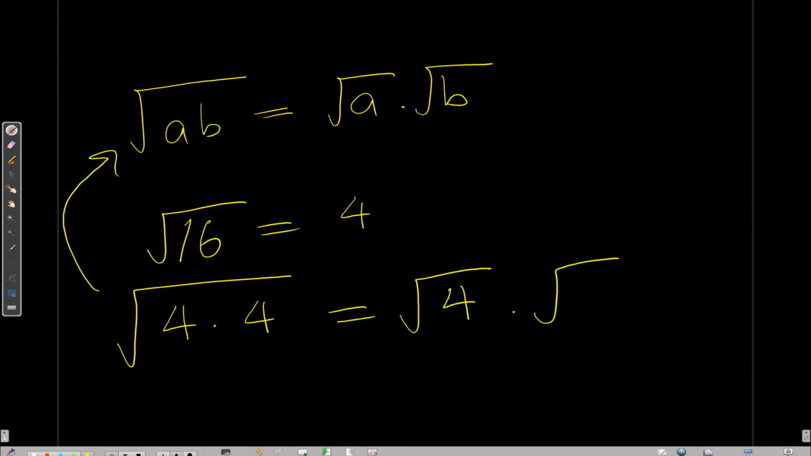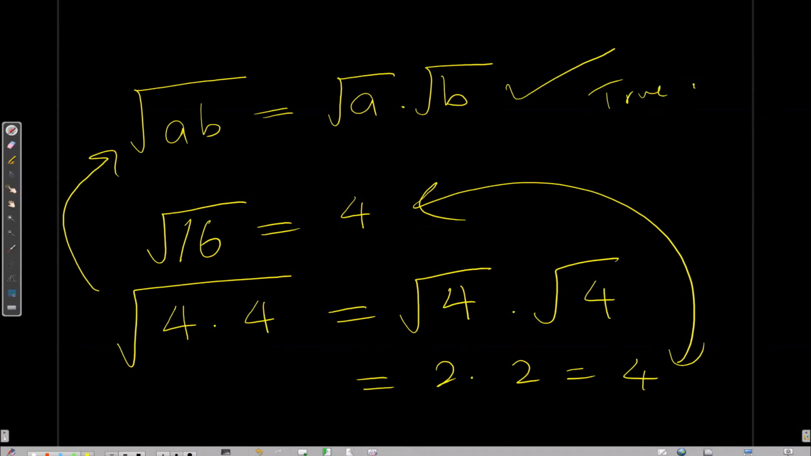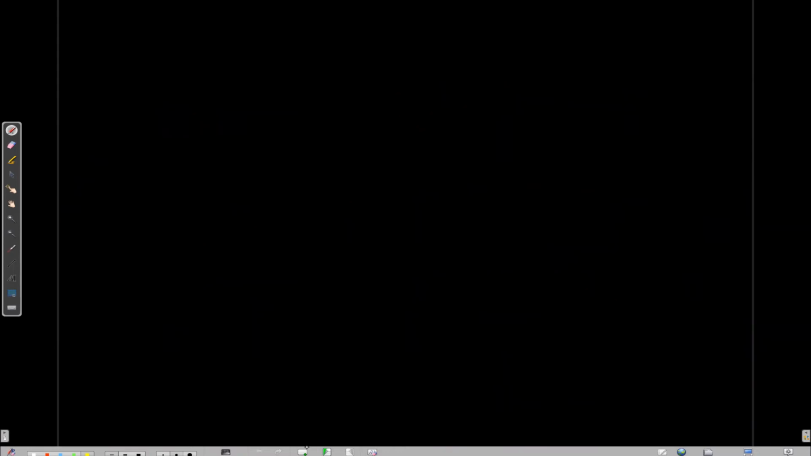So the square root of 4 into 4, let's see whether that works. 2 times 2, which is 4, same as here. See, this is true. So remember, even though you cannot break it with the positive or plus or minus signs, with the multiplication and division, you can actually break it. That is really helpful when we are simplifying expressions. Now let's see an example.